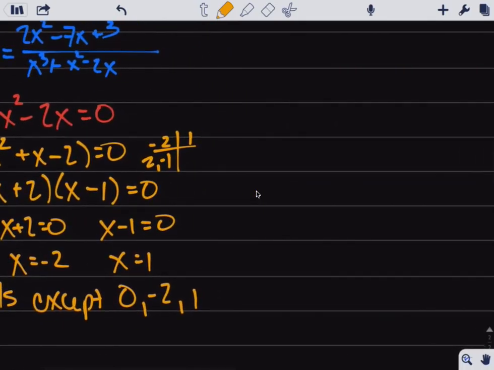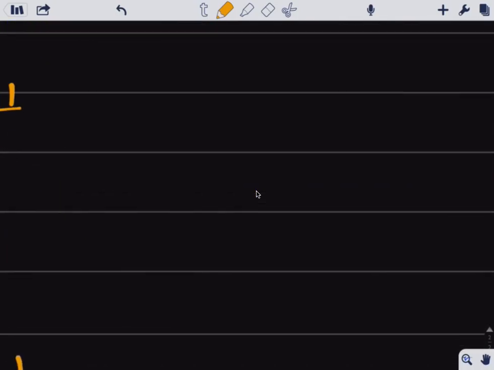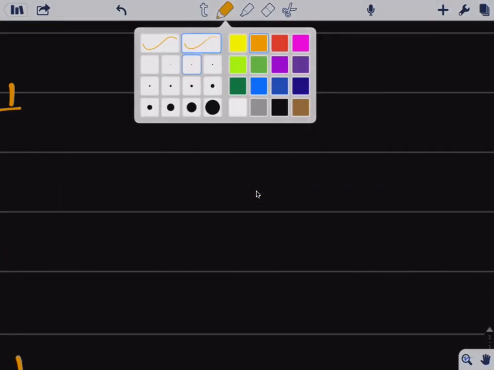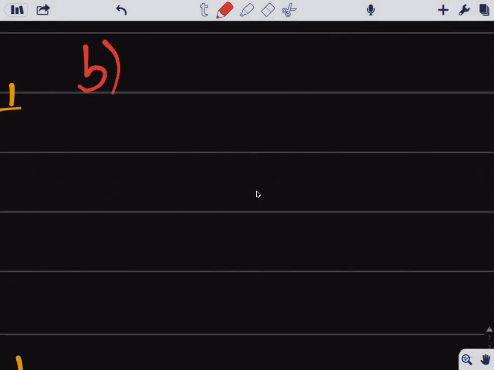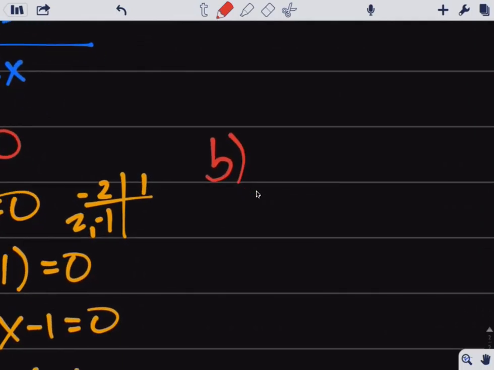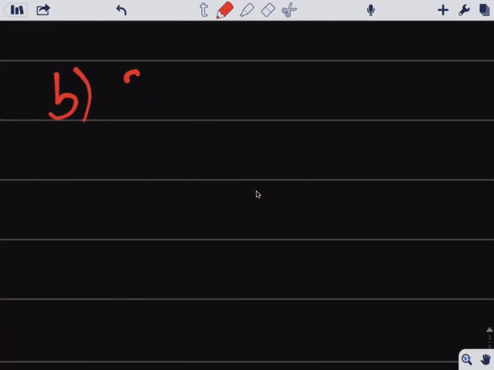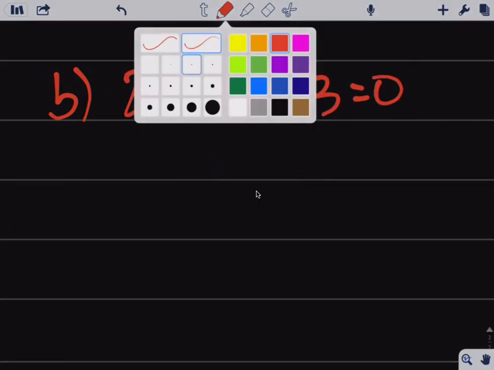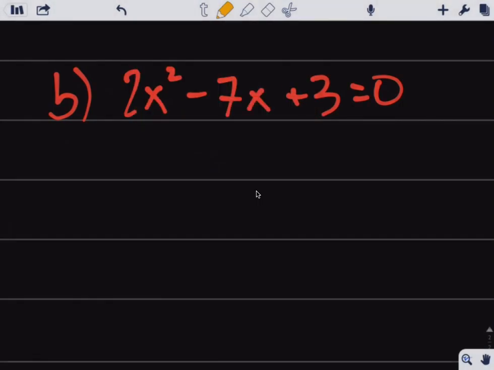So look at B. For B, we need to take the top and set the top equal to 0. The top is 2x squared minus 7x plus 3. We set that equal to 0, and we need to solve. Okay, so this is a harder one to factor. There's no GCF, so it's harder to factor.